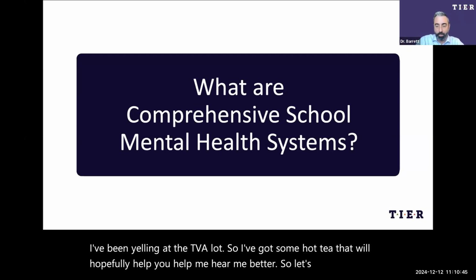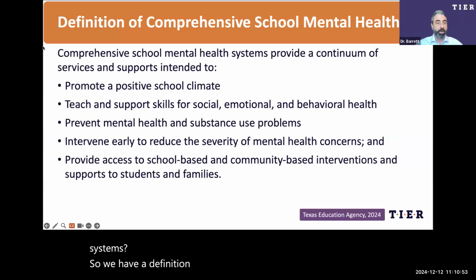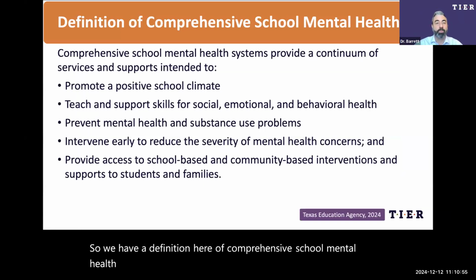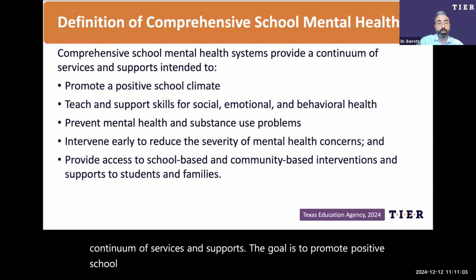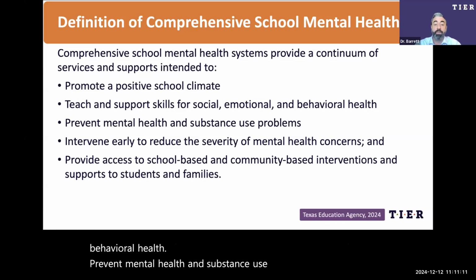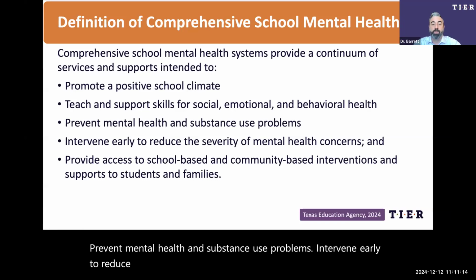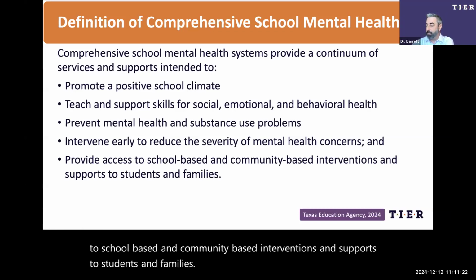So let's look at this question: what are comprehensive school mental health systems? We have a definition here. They're really designed to provide a continuum of services and supports. The goal is to promote positive school climate, teach and support skills for social, emotional, behavioral health, prevent mental health and substance use problems, intervene early to reduce the severity of mental health concerns, and provide access to school-based and community-based interventions and supports to students and families.